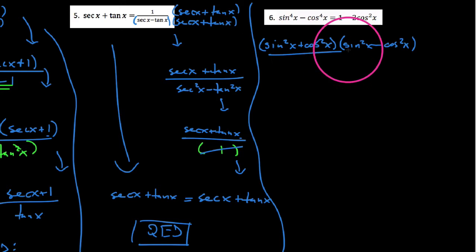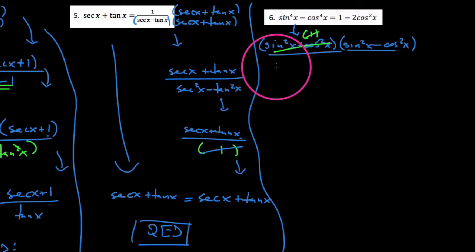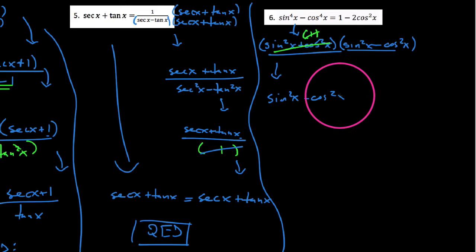And of these two factors that we algebraically manipulated this into a product of, we could see that sine squared x plus cosine squared x is just 1. And so in this case, we actually just get left with sine squared x minus cosine squared x on the left.